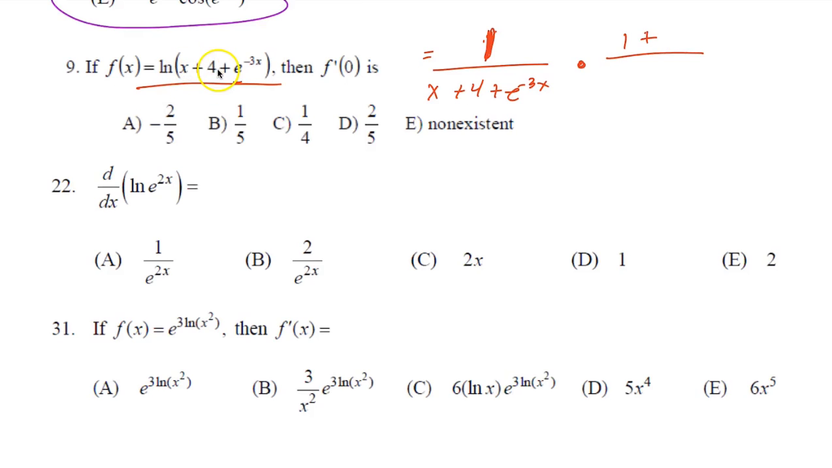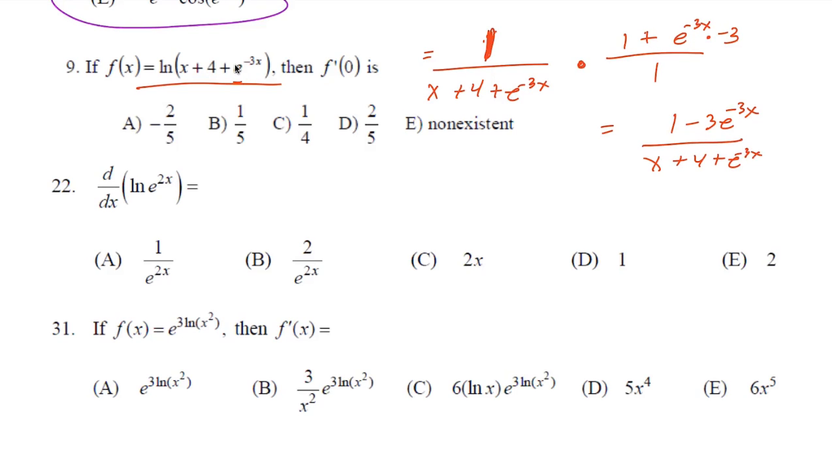Plus derivative of 4 is 0. And derivative of e to 3x, we can't talk about it. That's a chain rule. Now we want to get faster at these. So for all we're going to do for e is copy it times by derivative of the power, which in this case is negative 3. So if I simplify that a little bit, I get 1 minus 3 e to the negative 3x all over x plus 4 plus e to the negative 3x.